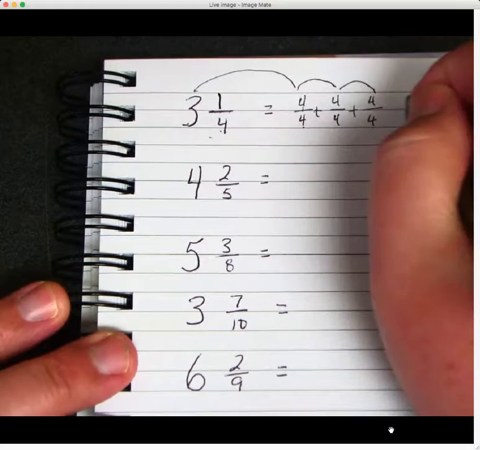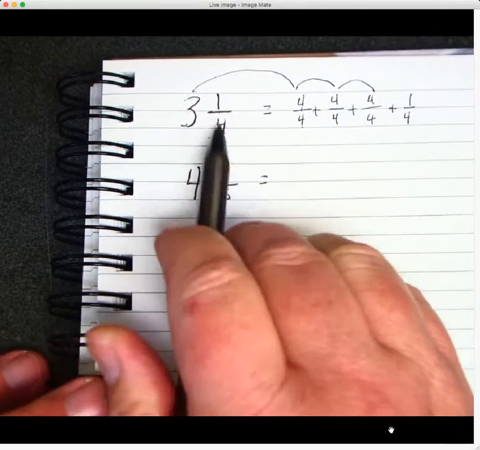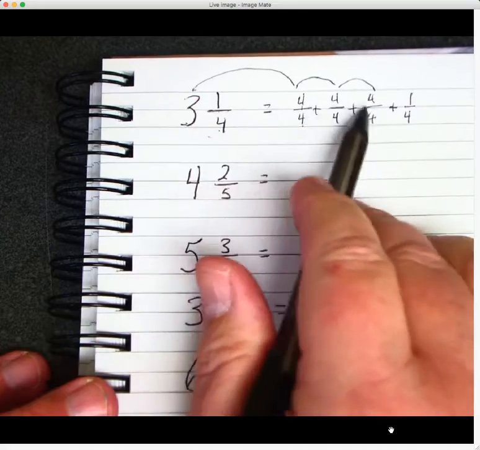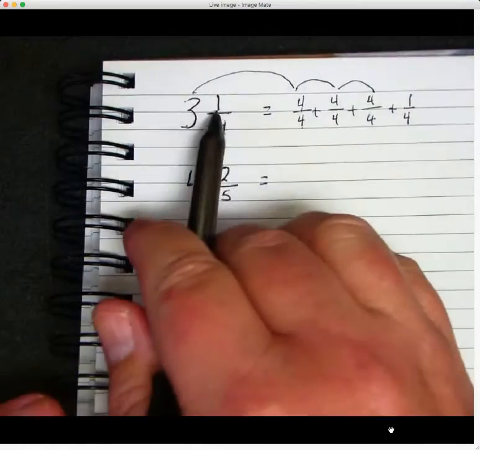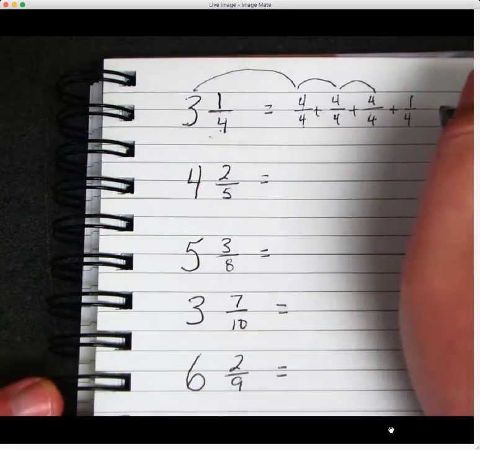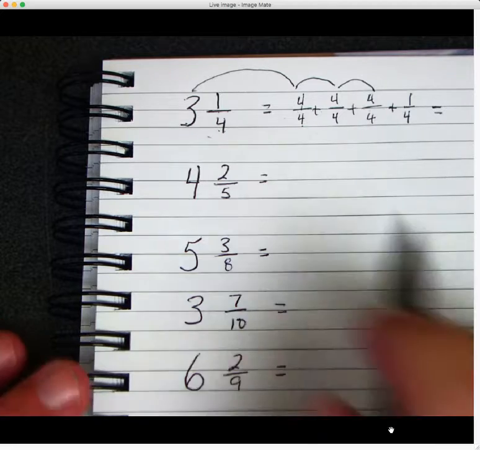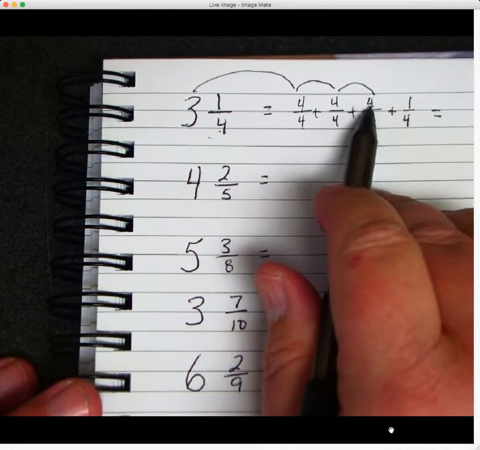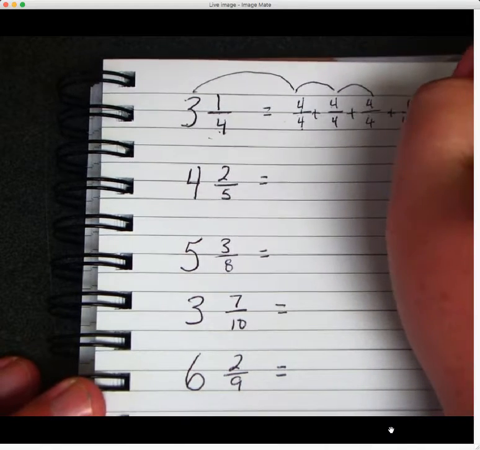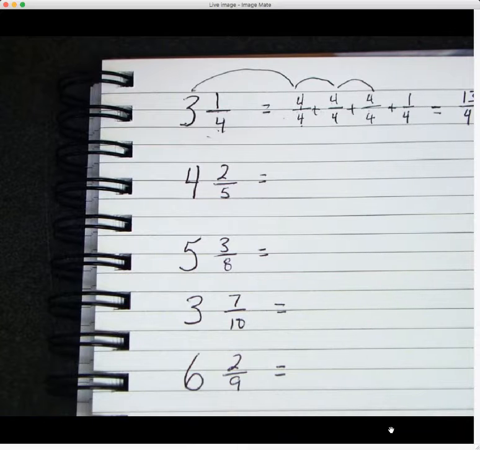And then I could put my 1/4 more right here. So I took this 3 and I made 3 wholes, 4 fourths, 4 fourths, 4 fourths. Then I took this 1/4 and put it on. And we could add them this way. 4 plus 4 plus 4 is 12, plus 1 is 13 fourths. And that would be the answer.